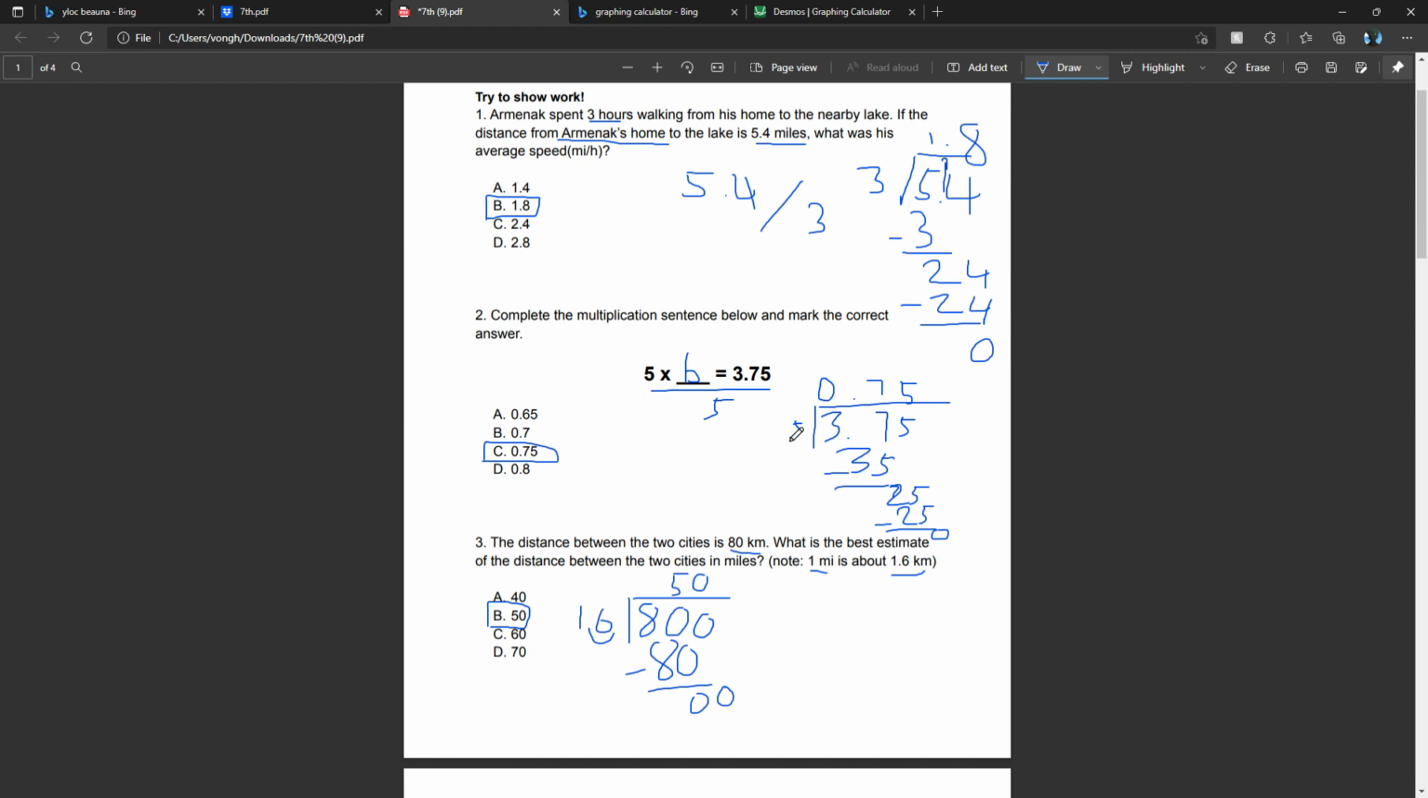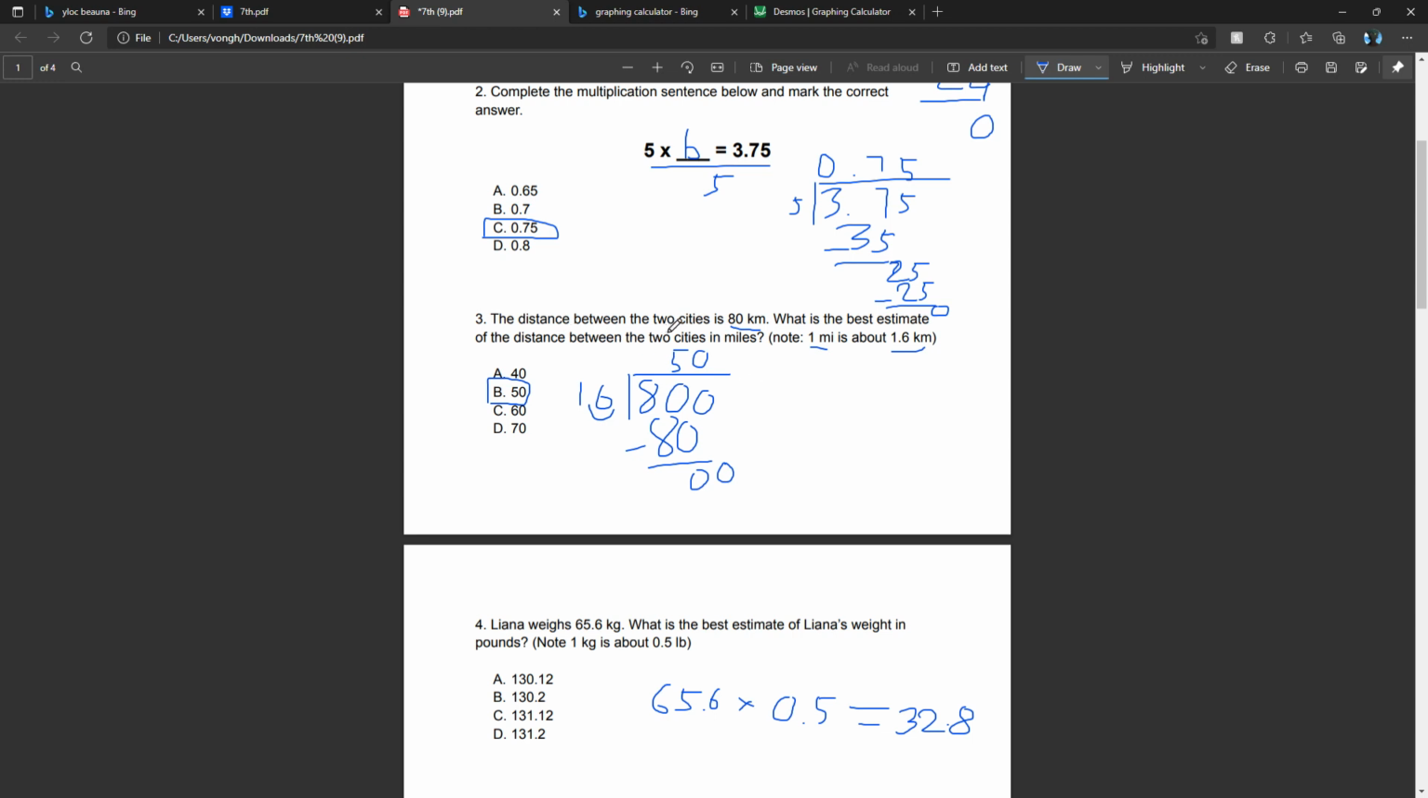So 5 doesn't go into 3, so you put a 0 there, move on. Then you add on the 7, so you have 37. Well, 5 goes into 37 7 times, so you write 7, 35 there, subtract, you should get 2, and once you solve it out, you should get C, which is 0.75, because it's asking to find the missing number, and all you have to do is just divide both sides by 5.